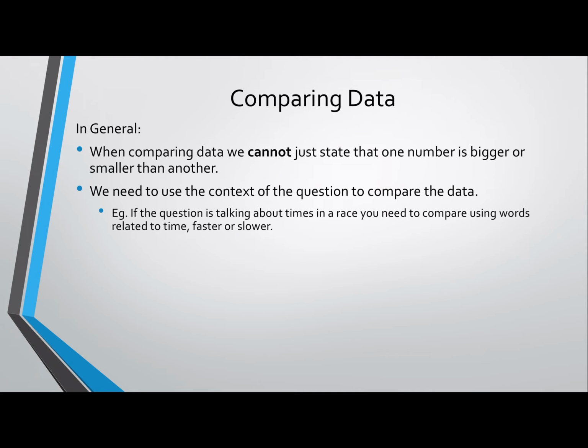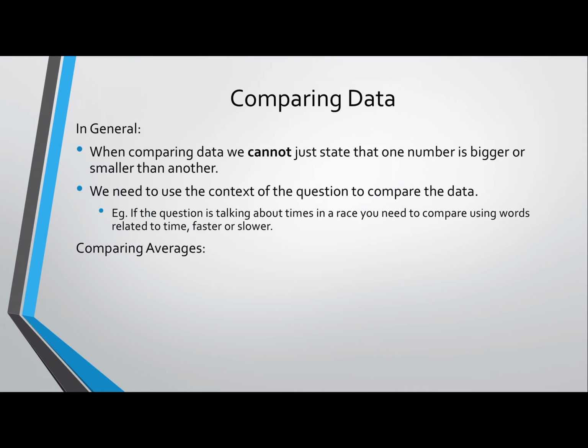So for example, if the question was talking about times in a race, then you need to compare using words related to time. So for example, faster or slower. You can't just say someone's time was bigger. You need to go, this means that this person was faster. So because the number is smaller, that makes them faster, or because the number is bigger, that makes them slower. So we need to relate it to what the question's talking about.